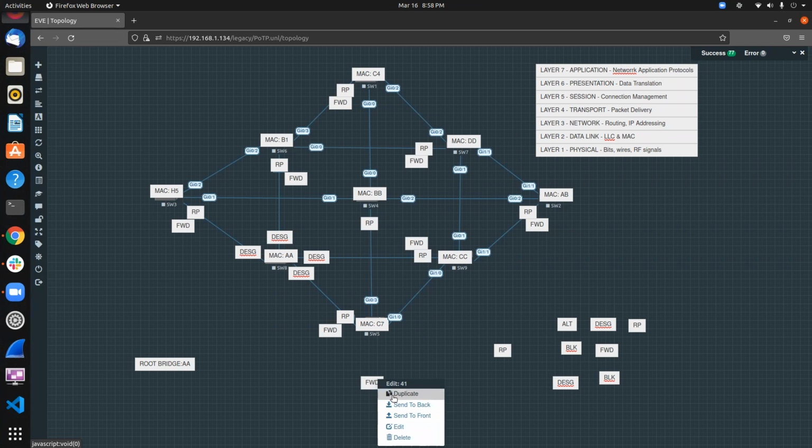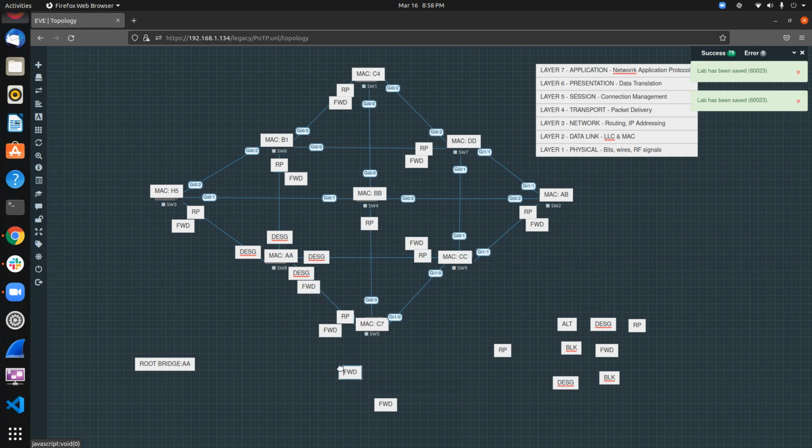So since we have two paths it could take, it can go towards BB or it can go towards B1. So one will be blocked and one will be forwarded. Okay, but let's back this up a minute. You got switch 8 as your MAC address, MAC AA, right? That's your root bridge. Correct. So the question I asked you, what do we have on the other side of root ports?